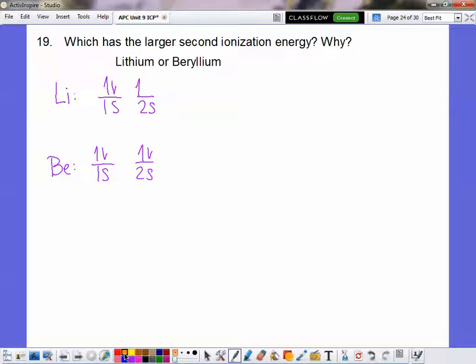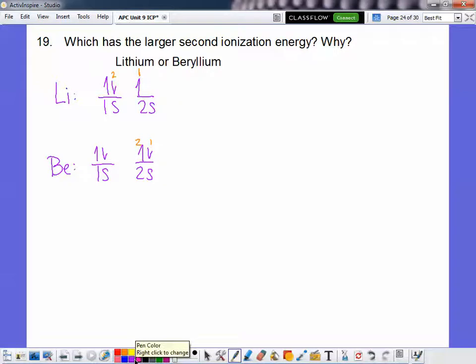All right, in lithium, so let me back up. This question is asking which one is going to require more energy to remove the second electron. Let's talk about the first electron first. In lithium, what is the first electron that we're going to remove? The one in the 2s, right? And then once that's gone, what would our second electron be? One of them in the 1s. It doesn't matter which one, but we typically just go in reverse order of how we wrote it. In beryllium, what would be our first electron that we remove? One of them from the 2s, and our second one would be the other one in the 2s.